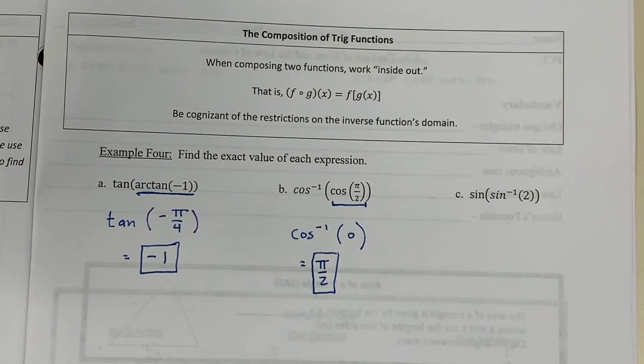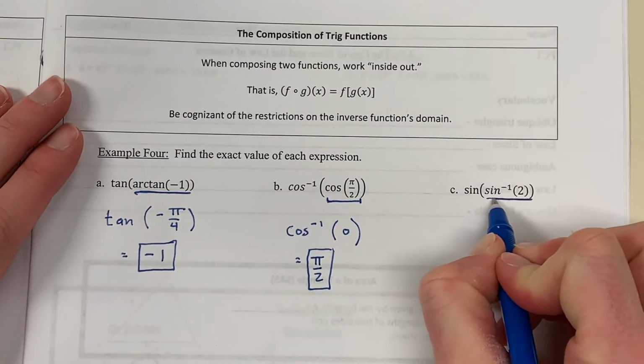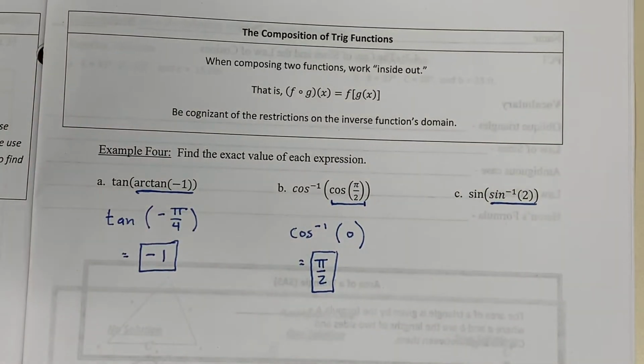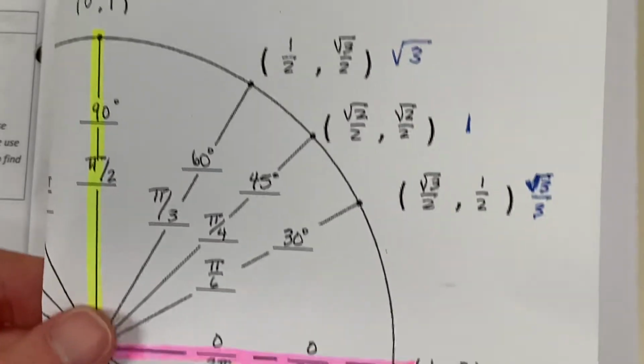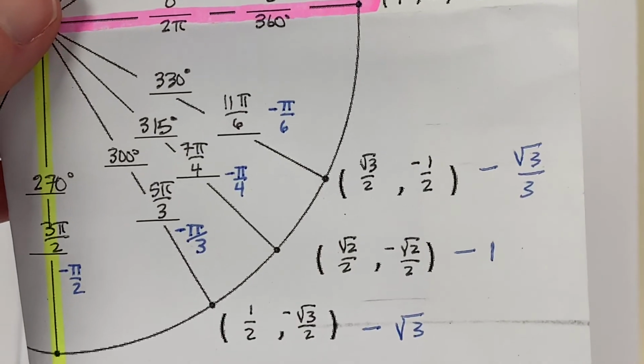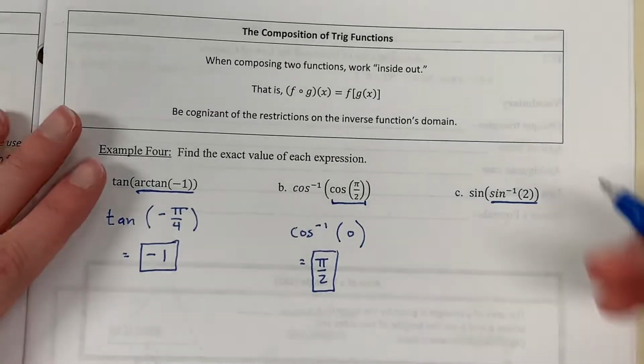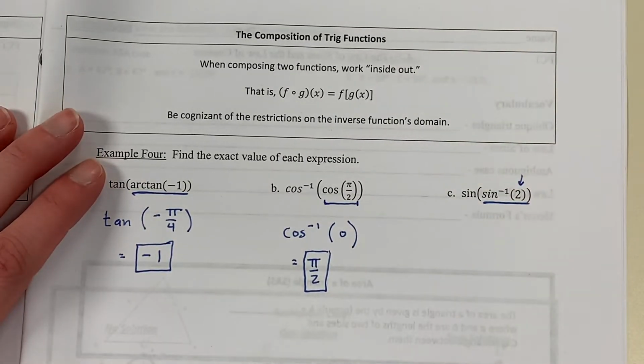Okay. Letter C, I have sine inverse of 2. Okay, and then I'm going to take the sine of that value. So I'm going to start inside, sine inverse of 2. So I'm asking myself the question, for which angle is sine 2? Okay, I have to focus on quadrants 1 and 4. Sine is my y value. Now when I look at all of the y values, okay, I don't see a 2. Okay, why do I not see a 2? Well, the reason is that 2 is not in the domain.